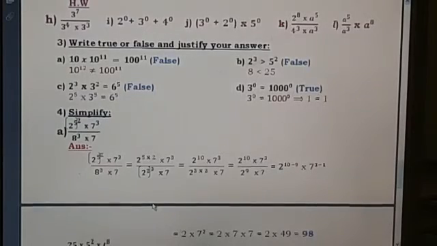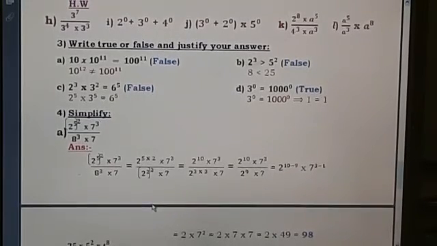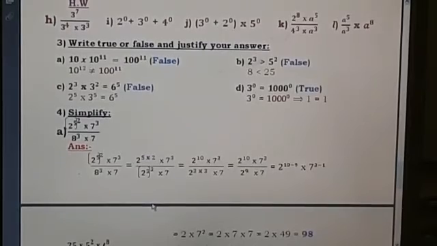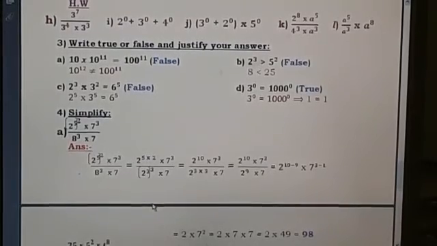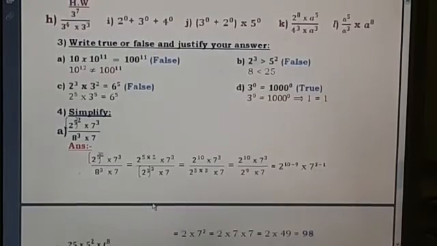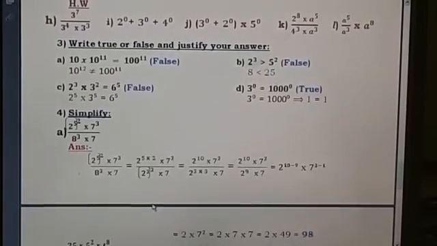Next question, 2 to the power 3 greater than 5 to the power 2. That is also false. If you expand and find the value, you will get 2 to the power 3 less than 5 to the power 2. So that is also false. Next, like that the remaining questions also.